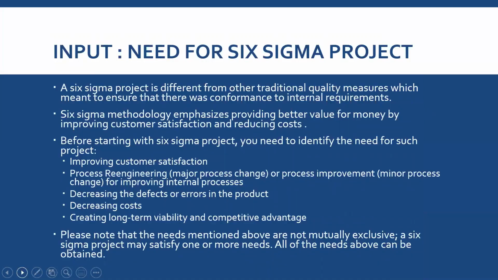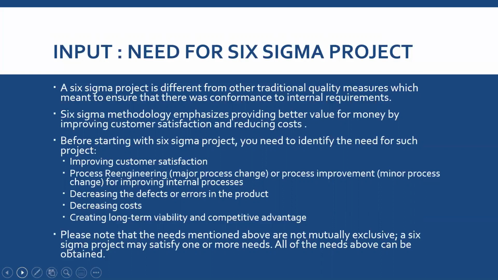In the first one, for the need for Six Sigma, in this step, we need to know how we could improve the customer satisfaction. We need to look into the process and process improvement. Should we do a major improvement, or would just a minor change take care of the issue? Our goal should be decreasing the defects and errors in any product or services. Also, we need to look into decreasing the costs.